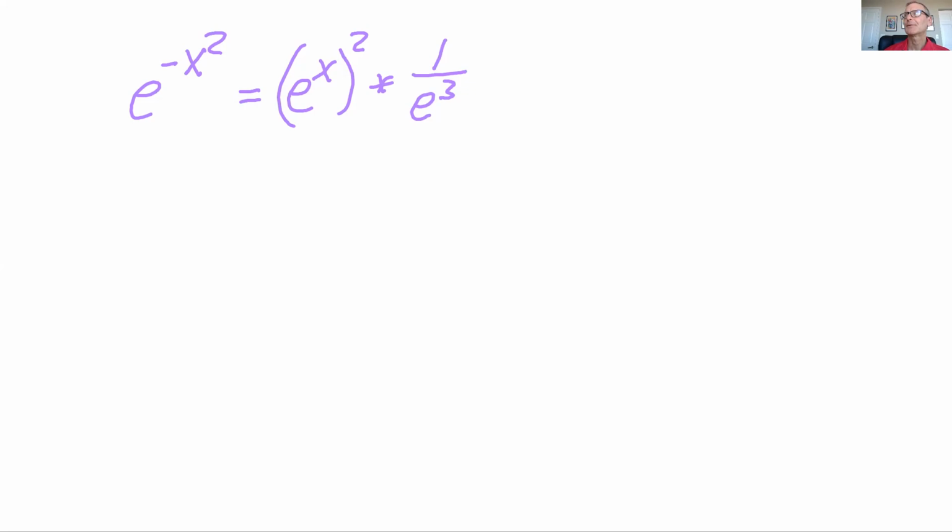So the key is you want to make everything one base, the same base, and then you can combine the exponents. So the base is obviously going to be e. So what do we do with this, 1 over e to the 3 power, right? Well, we can rewrite it this way: e to the minus 3 power. And that's what we mean by negative exponents. And so here we can multiply this together.